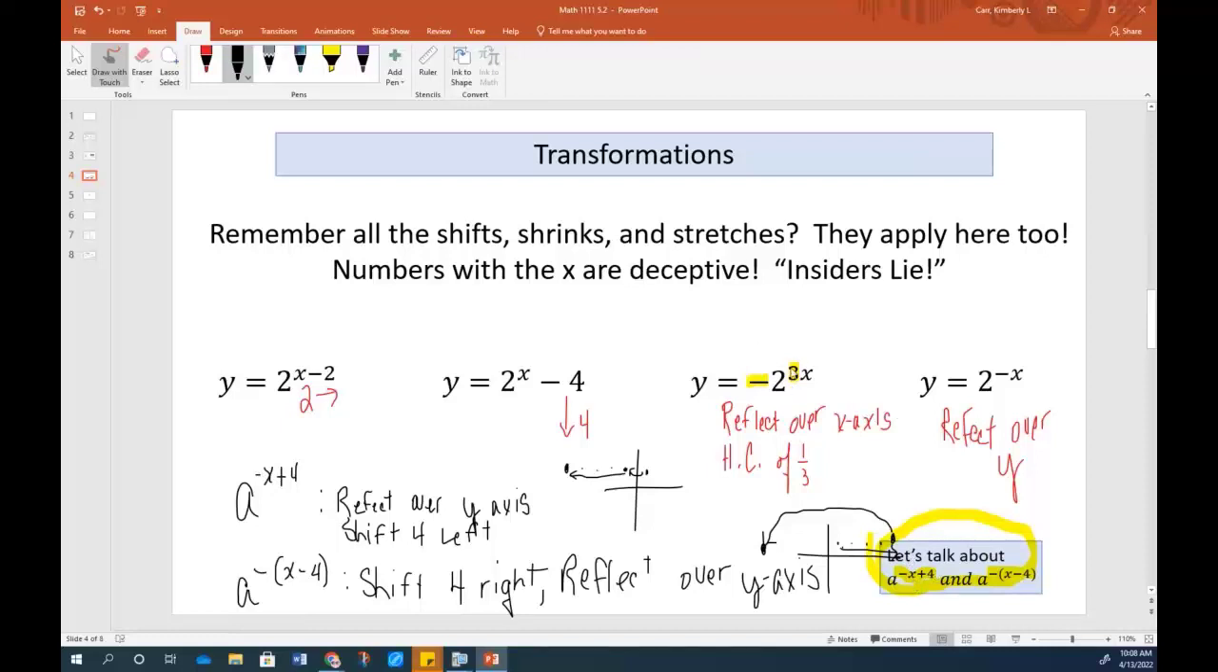It wasn't an issue up here when you only had, like here, I only had a shift with the x's. Here I only had the compression. Over here you only had the reflection. So those are never going to be a problem. But when you have both the shift and either a compression or stretch or reflection, if you have the shift and something else, your homework's going to be picky.